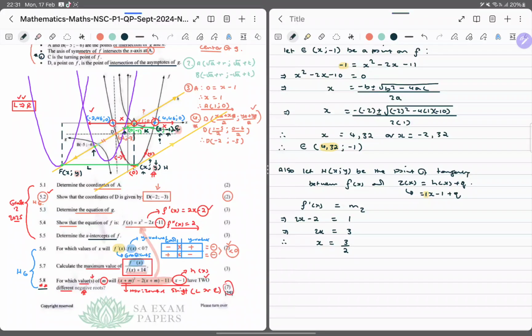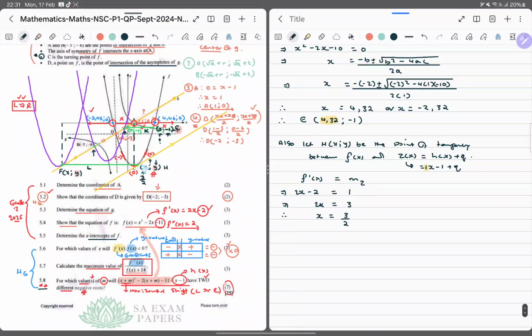Easy. So we know that this x coordinate at h is 3 over 2. So we want the y value. Now, what do we do? We take this back into the parabola again. This is helpful, eh? So we can say therefore y is going to be equal to f of 3 over 2, which is going to be equal to, okay, let's do it systematically. This is 3 over 2 squared minus 2 into 3 over 2 minus 11.